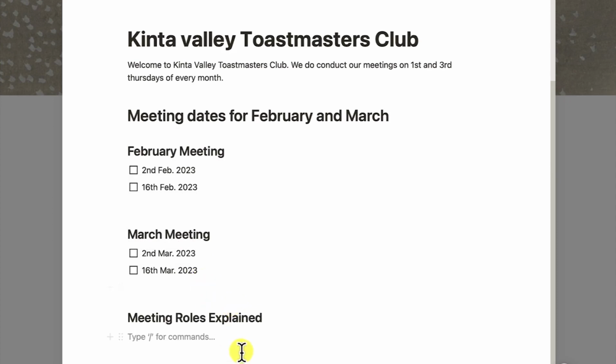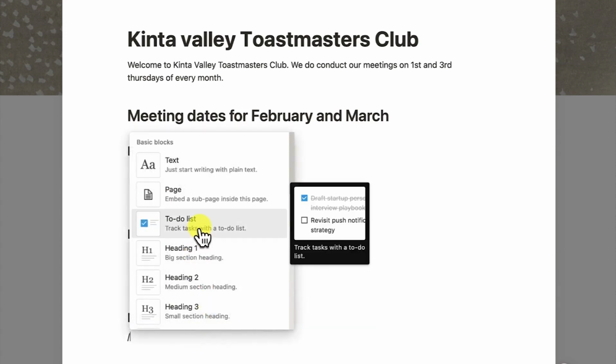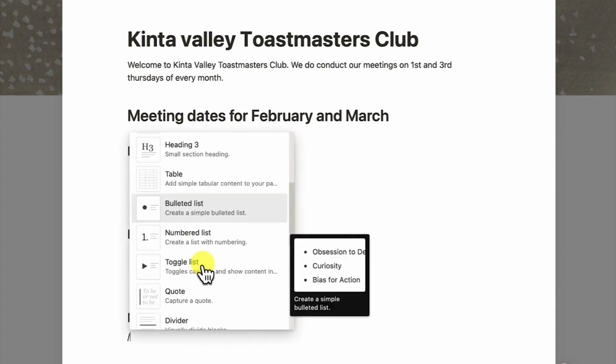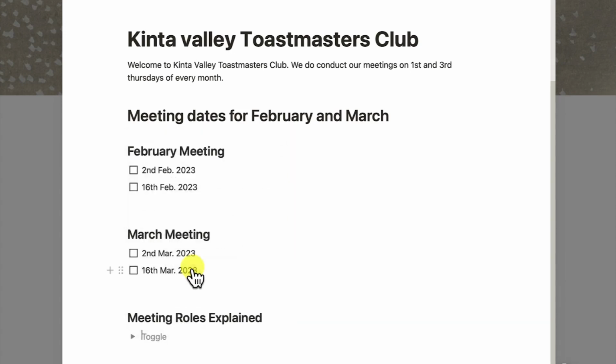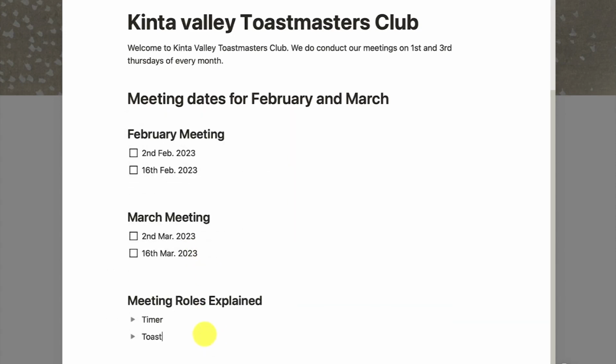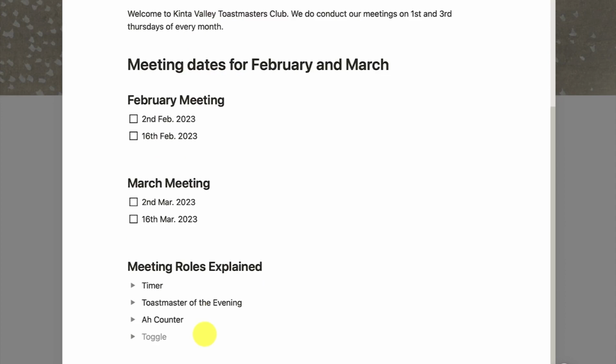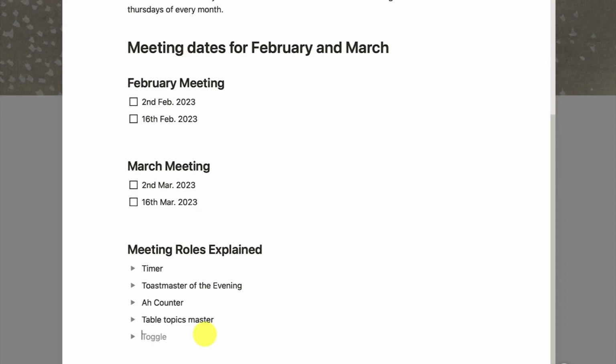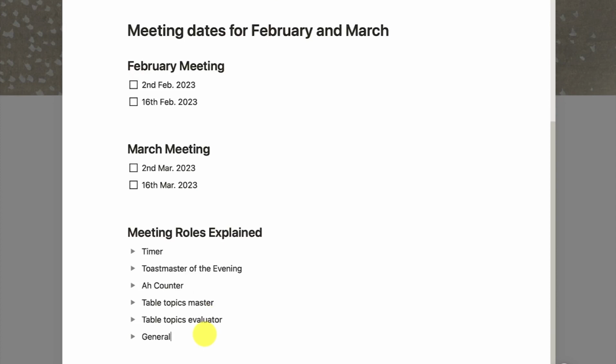And then you can come down over here and then we can add the roles. So the first one is we may add simple to-dos. We may have the option to add to-dos, or we may add lists. Okay, you can put them in lists. So you can go ahead and click the / and you can have list view. You can add them in lists, or you can add them in tables. For example, we can add the timer, you can have the Toastmaster, you can have the hour counter, and then we can have the table topics master, and then we can have the table topics, and then we have the general evaluator. These are toggles.